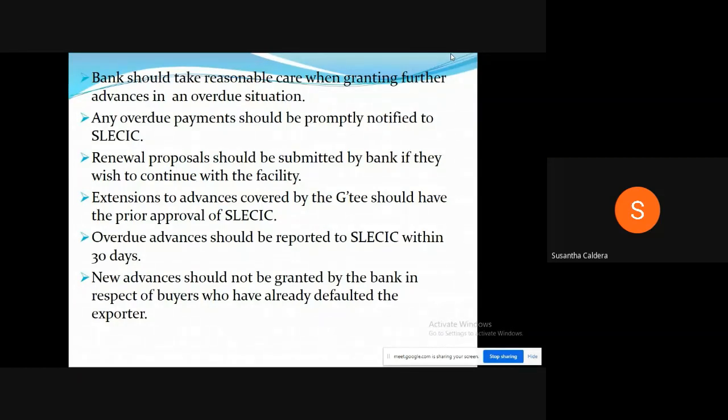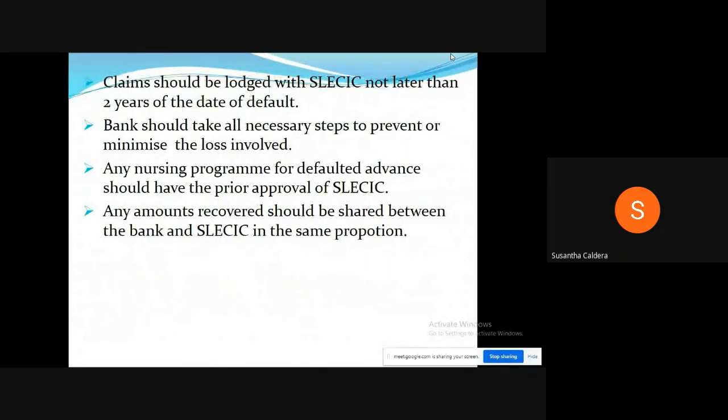Then only we can advance the facility. Right? Overdue advances should be reported to SLESIC within 30 days. Right? New advances should not be granted by the bank in respect of buyers who had already defaulted the exporter. Any questions? Claims should be lodged with SLIC not later than 2 years of the date of default. Within 2 years.